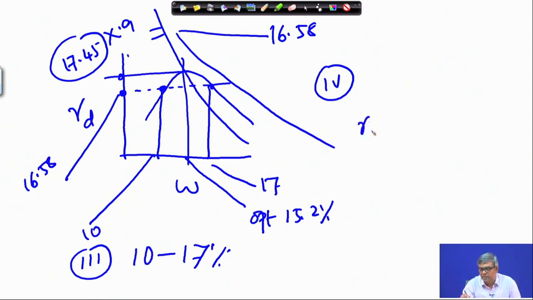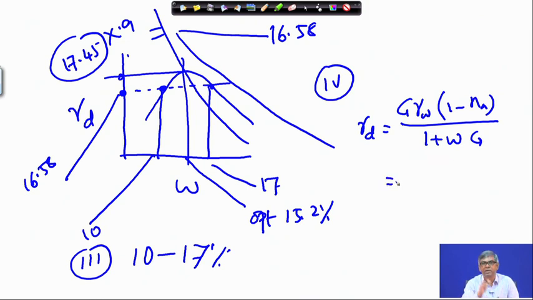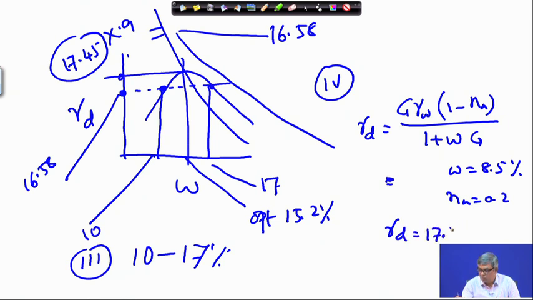So, I will take the gamma d equation in the context of air content. That is the expression I have derived once: gamma d equals gamma w (1 minus Na) divided by (1 plus w Gs). Suppose I take the first set of data, that is water content is 8.5% and Na equal to, suppose, 20%, 20% air voids. In that case, if I put all those things in this expression, you get gamma d equal to 17.2 kilonewton per meter cube.